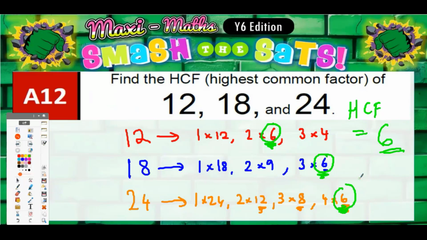Now, just notice that 12 is actually in the factor list for 24 and the factor list for 12. But the problem is it's not in the factor list for 18. So it's not common to all 3 lists. It's only there for 12 and 24. So the highest one that is common to all 3 lists is 6.